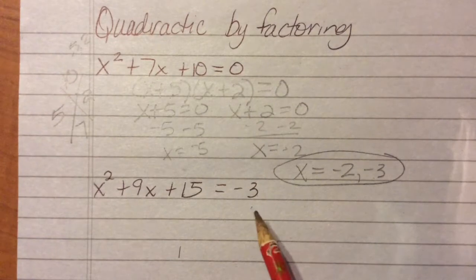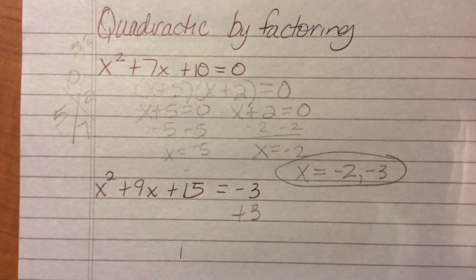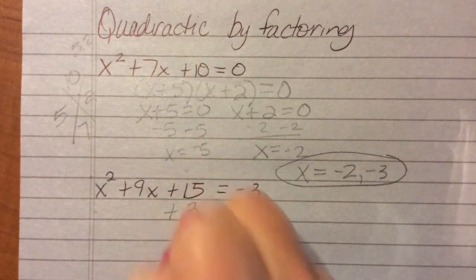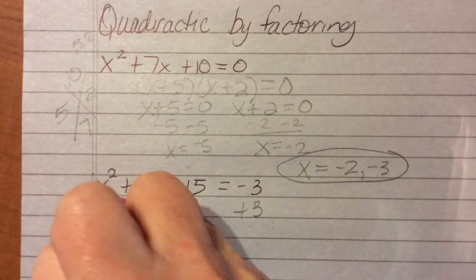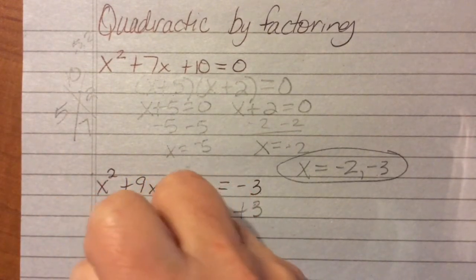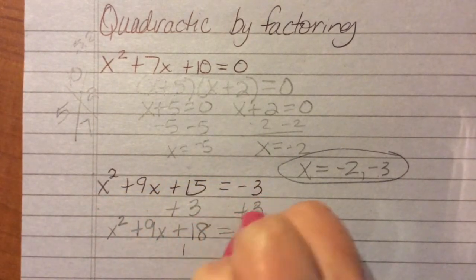So to get rid of it on this side, I could add it. Now, I have to add it to its like term. I can't add the 3 to the x. I can't add the 3 to the 9x. I've got to add it with its like term. This doesn't have a variable on it, so I've got to add it to the 15. So now it becomes 2x squared, sorry, x squared plus 9x plus 18, and it's now equal to 0.